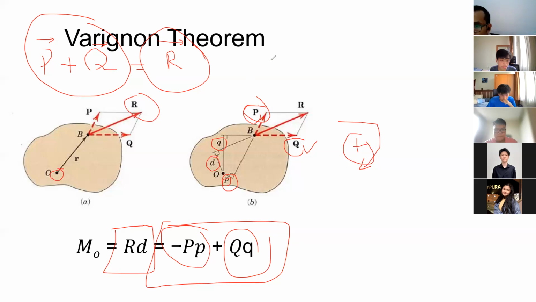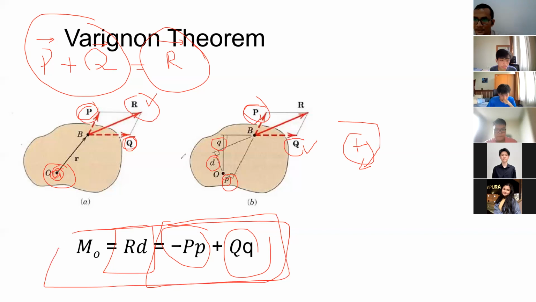Jadi, ini kalau saya jelaskan dalam bahasa Indonesia ya, Varignon's theorem itu menjelaskan bahwa saat kita mempunyai suatu gaya, gaya tersebut bisa dibagi menjadi komponen-komponennya. Misalkan dalam kasus ini ada gaya R, itu bisa kita bagi menjadi gaya P dan juga gaya Q. Momen yang disebabkan oleh vektor R terhadap titik O, itu nilainya akan sama saja dengan penjumlahan momen akibat gaya P di titik O dan juga momen yang diakibatkan oleh gaya Q di titik O. Seperti itu. Ini sebagai contoh, ya.